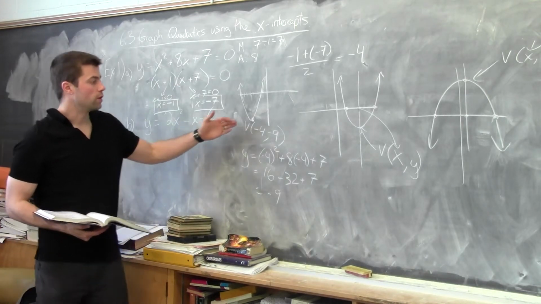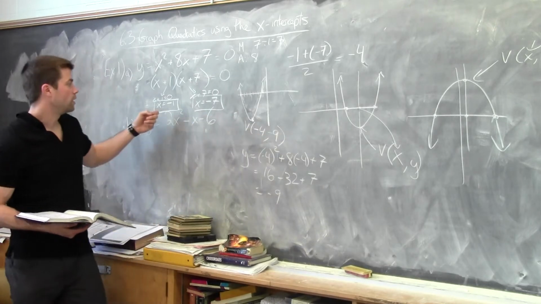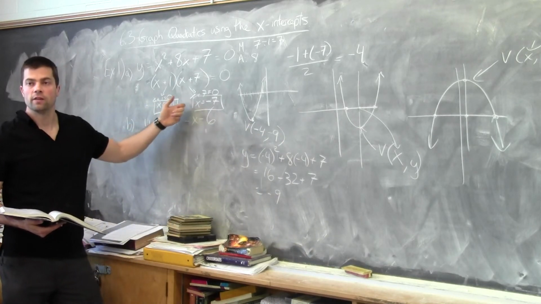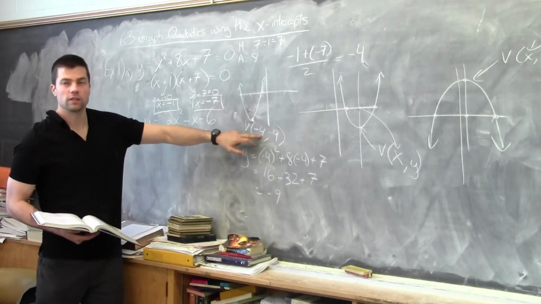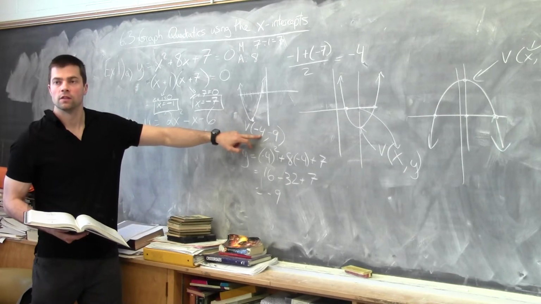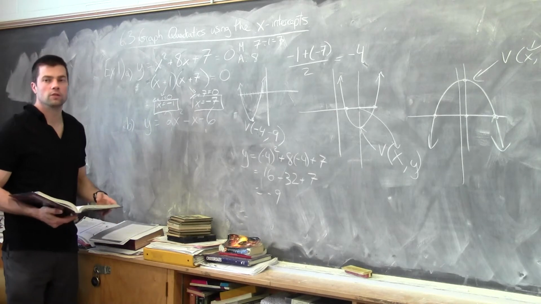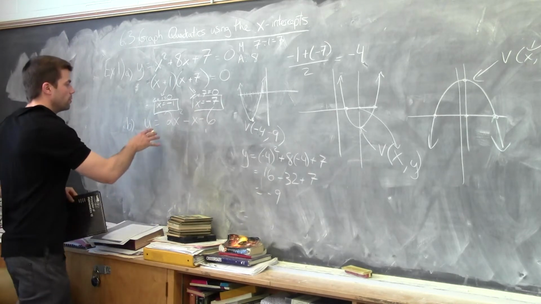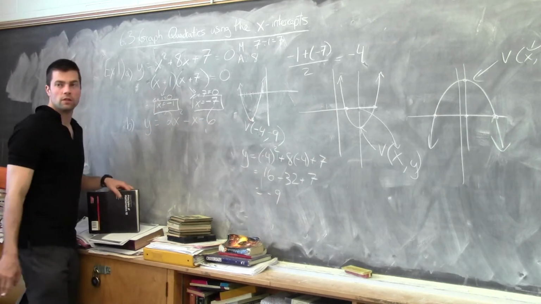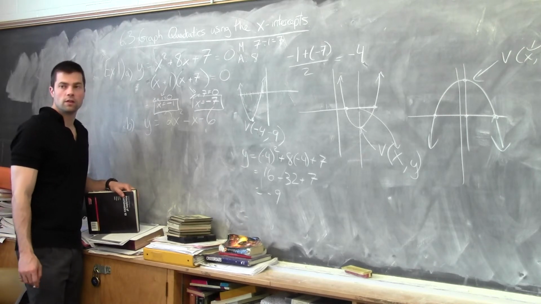So we're looking for the vertex by first finding the x-intercepts. Adding them together and dividing by 2 gives us the x value of the vertex. Once we have that x value, we sub it into the original equation to get the y value. Alright, we'll do one more example. Who wants to help me with this? Alright, try it.